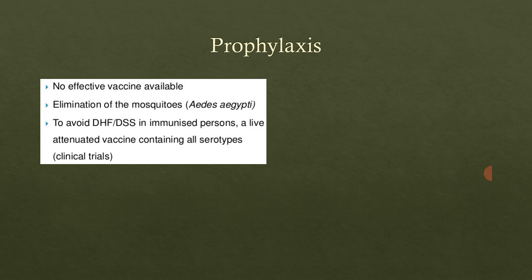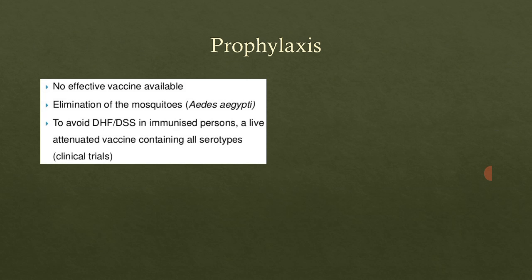The classical dengue fever is a completely recoverable disease, and it does not become fatal. In rare cases, classical dengue fever can be fatal, otherwise it is completely recoverable. This is the prophylaxis of the dengue virus disease.